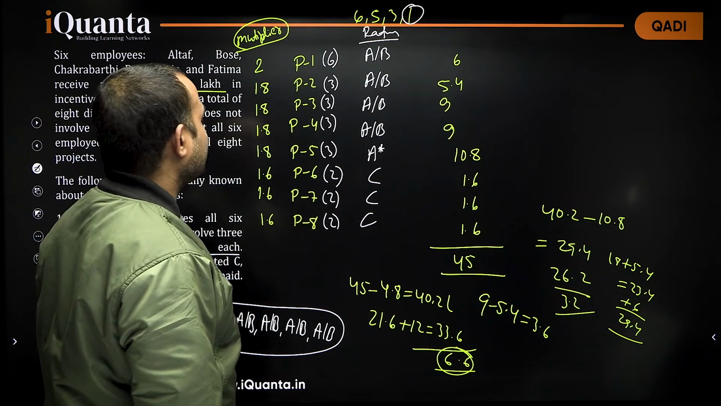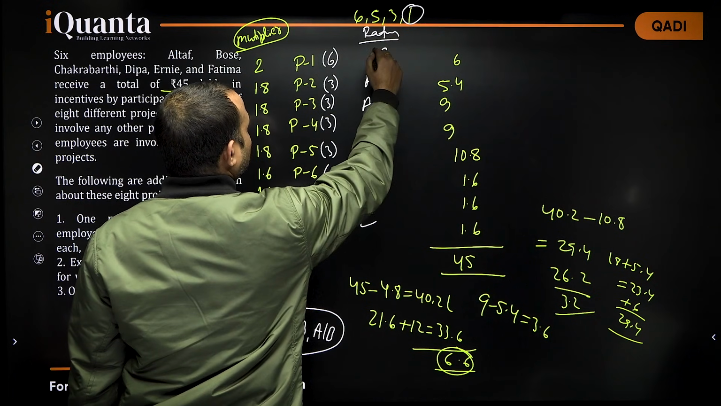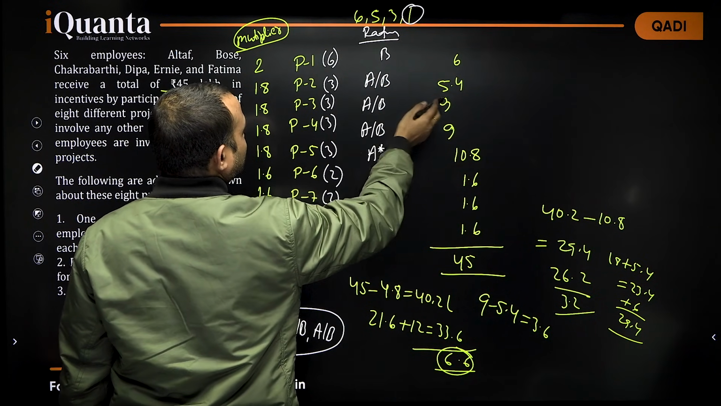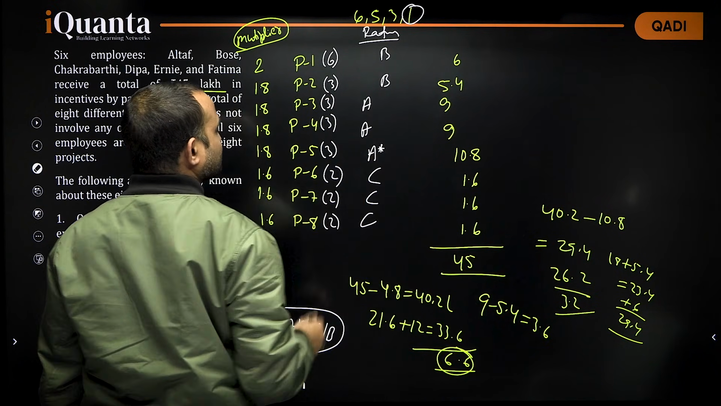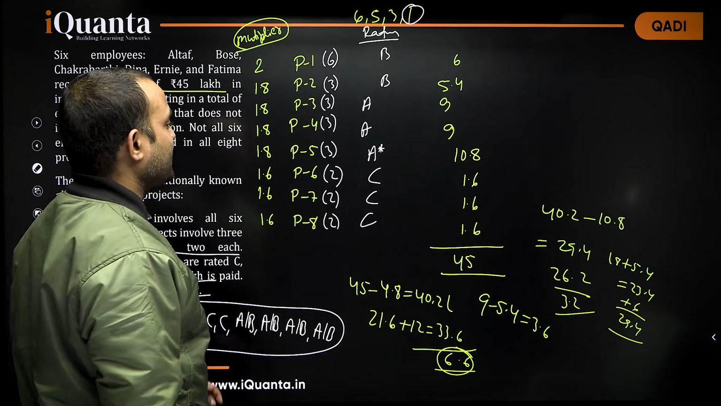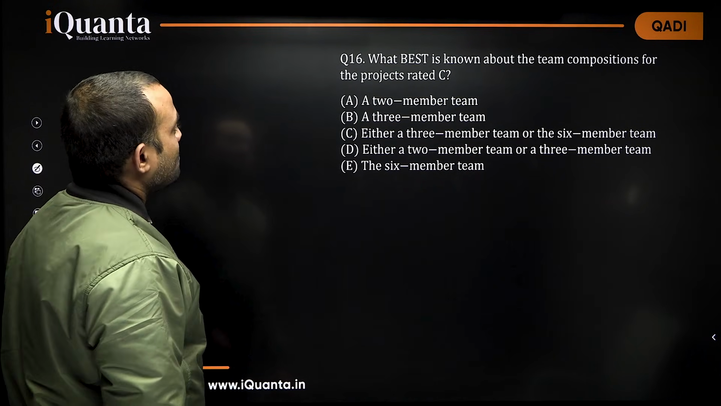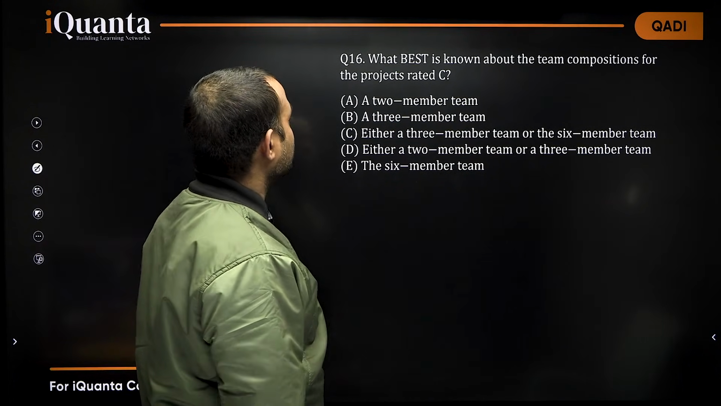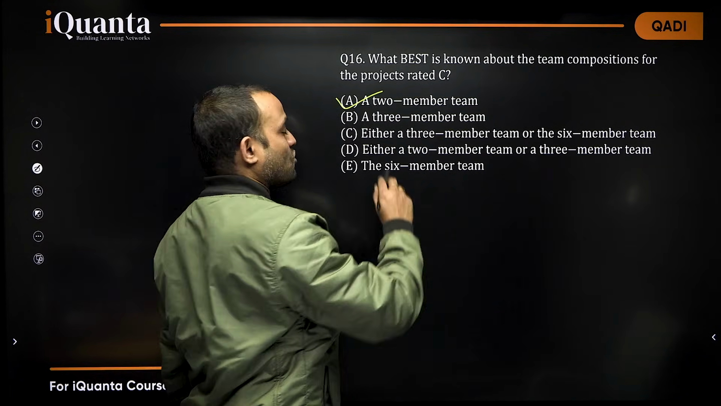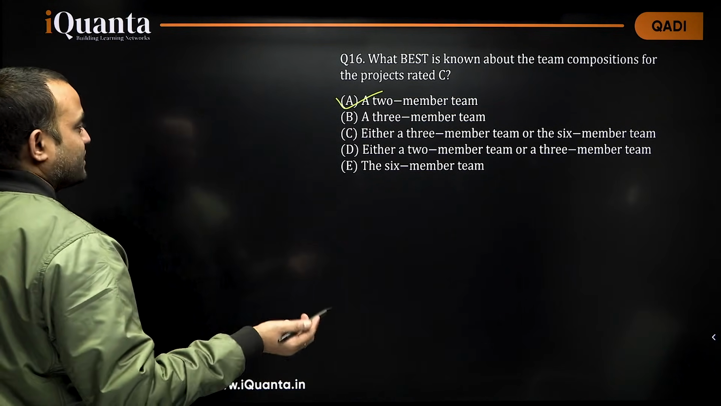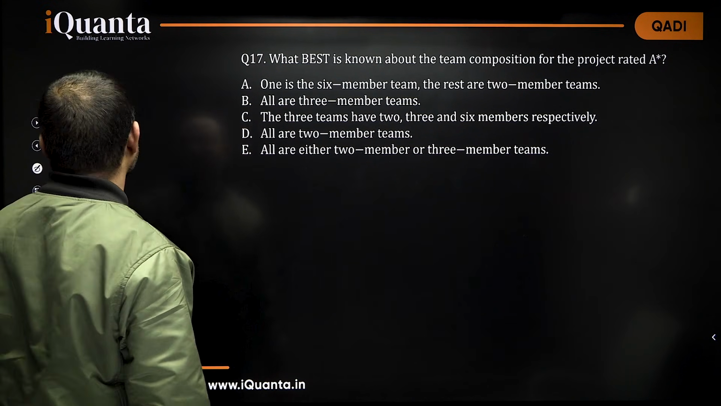So we got it. In this case, what can we say? This is 3 lakhs. So B rating, 5.4, that is 3 into 1.8, B rating, A rating, A rating. So B, A, B, B, A, and that's it. So let's solve the questions now. What is best known about the team composition for the project rated C? 2-member team. All the projects rated C were 2-member teams.